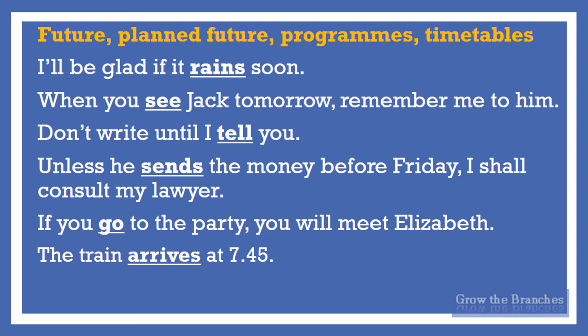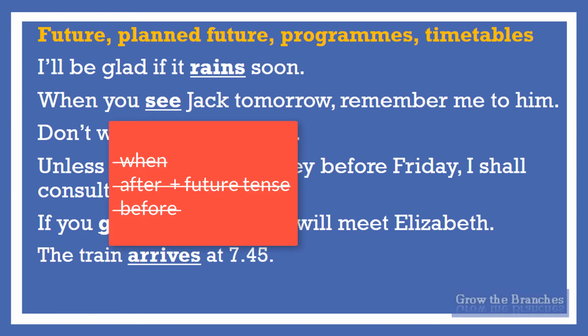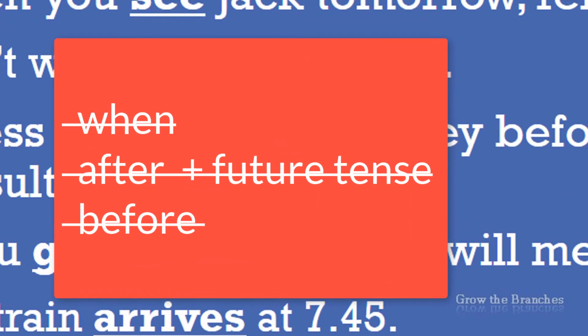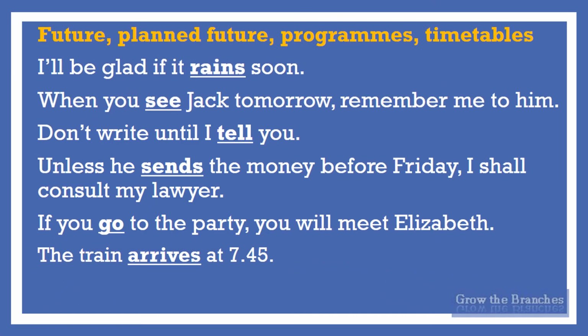Here, even if this sentence expresses the future time, we cannot say, when you will see Jack tomorrow, remember me to him. There is a rule that says never use a future tense with when, after, or before. Here we use the simple present tense to express a future time.